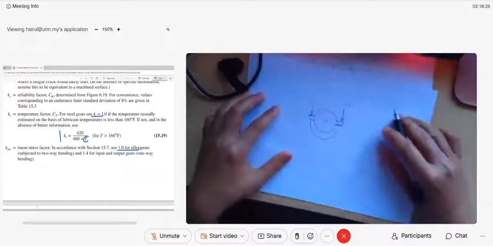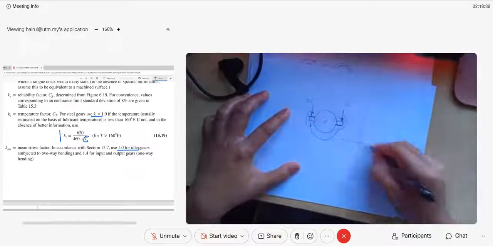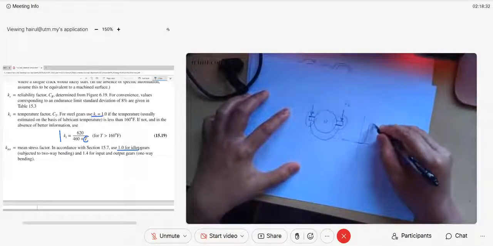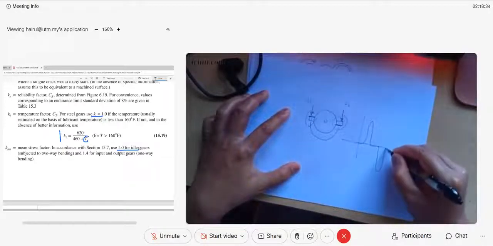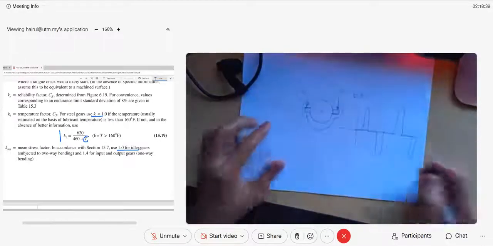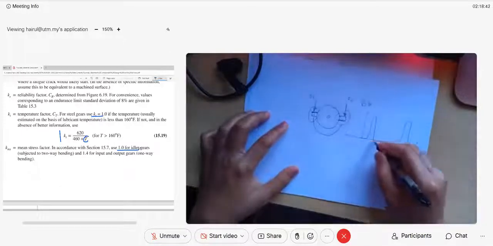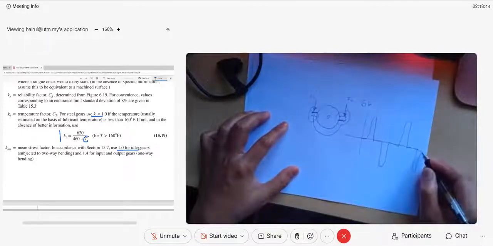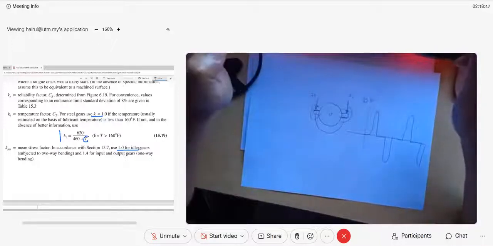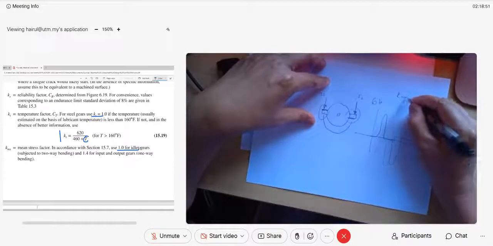It means the tooth of the idler gear, when plotted through time, looks like this. They have tension and they have compression, the sigma bending. So that's why sigma mean for the idler gear is 0. Because the mean stress becomes 0 here. So for the idler gear, the KMS mean stress factor is 1.